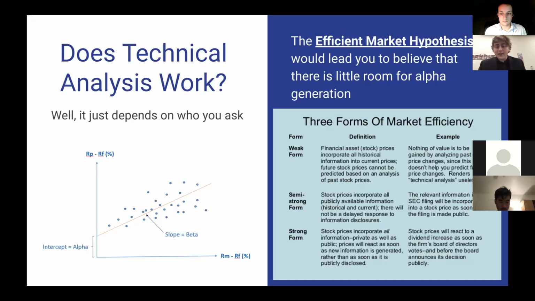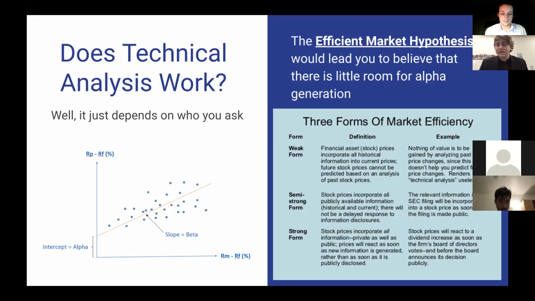The efficient market hypothesis is something that's taught universally to undergrads. However, in my opinion, it's almost entirely discredited by the inherent existence of quant funds.